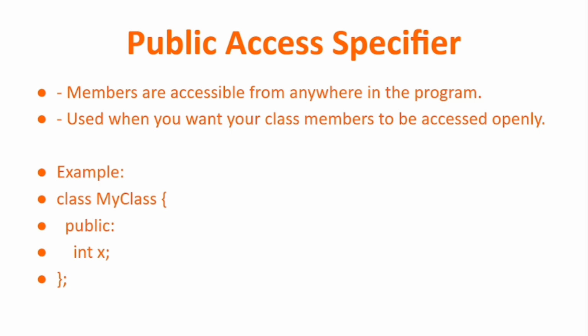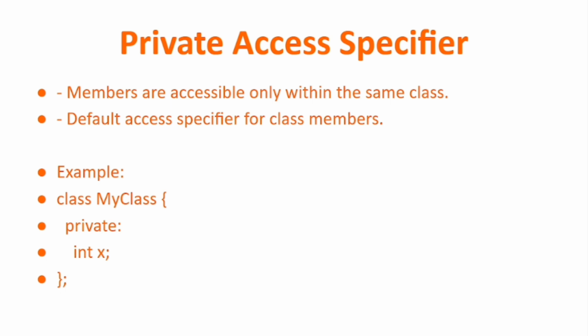That's why we use the public specifier: it allows us to access members from anywhere in the code. The next type is the private access specifier. This places a limitation on the variables. Private members are accessible only within the same class. It is the default access specifier for class members. When we are not using any access specifier, the program automatically treats it as private.